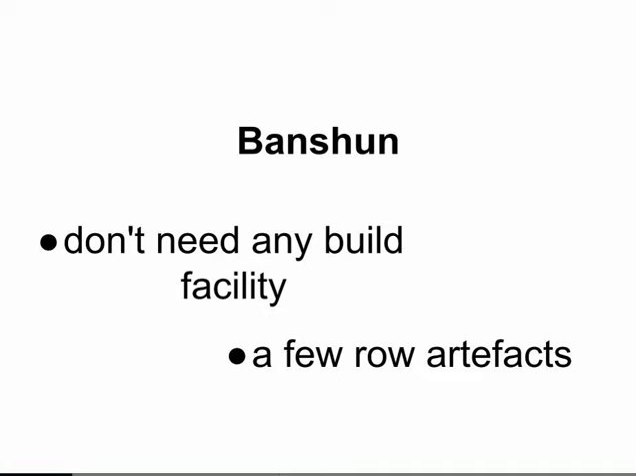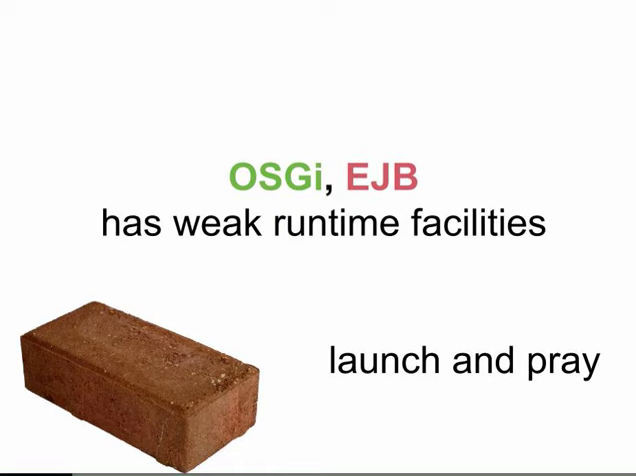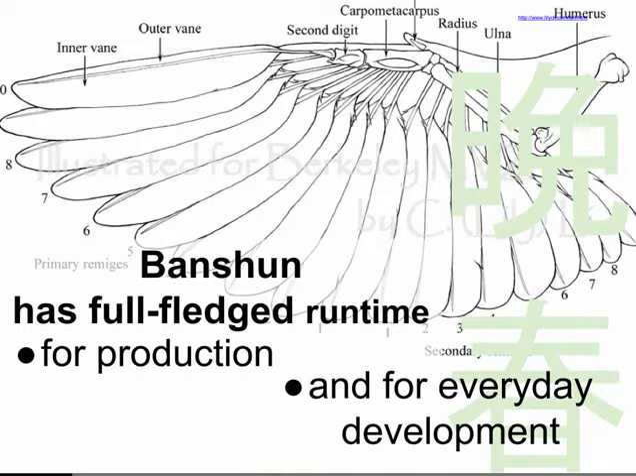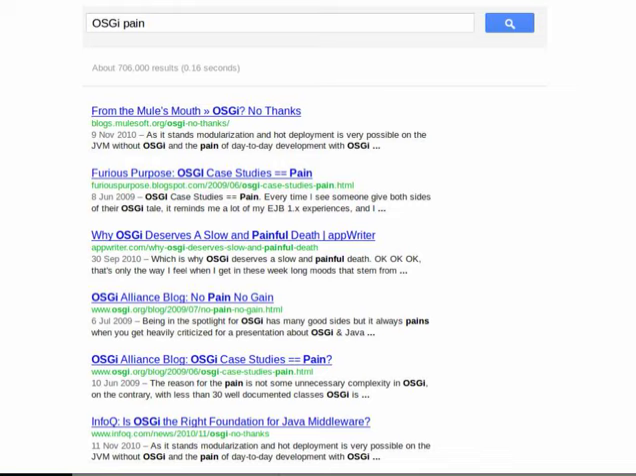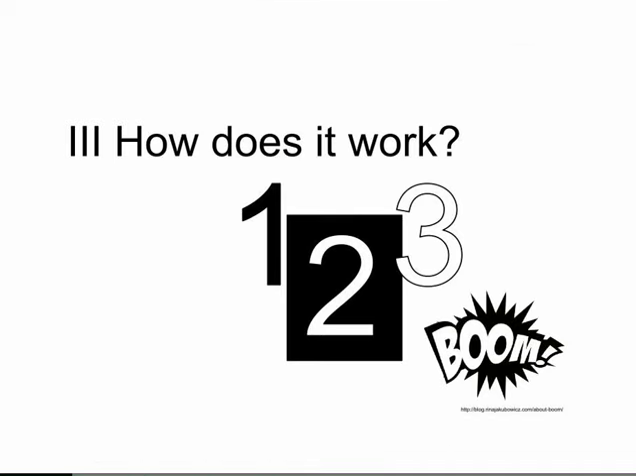Banshun doesn't need any building facility, and requires only a few tiny artifacts, as few as possible. I was wondering that OSGi and JBoss implementation provide pretty inconvenient runtime facilities, and Banshun is much better here. Okay, that's what's said in this slide. And of course, Google knows what's wrong and what's right.